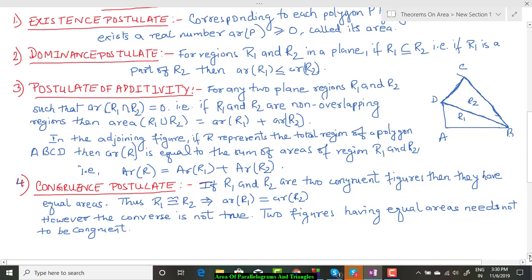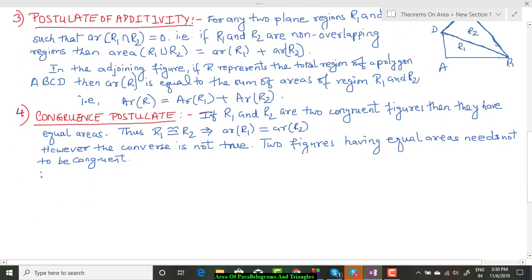Let's see one example. Say for example, there is a square whose side is 4 cm. So area of the square is 16 cm². You can imagine one rectangle. Fine. And the breadth is 2 cm, and the length is 8 cm. So area of this rectangle is 16 cm². So here area is same, but the figures are not congruent. I hope idea is clear.